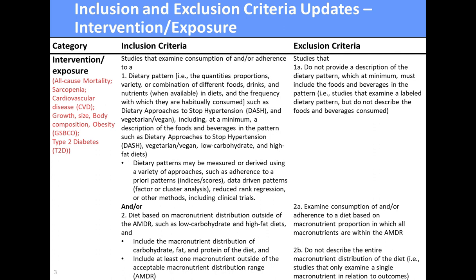It is possible for some studies to meet the criteria for both a dietary pattern study and a study based on macronutrient distribution. But not all studies have to meet both criteria to be included in this review. This approach allows the committee to systematically review the overall scientific landscape of dietary patterns, including patterns that are both within and outside the AMDR, along with different diet types.